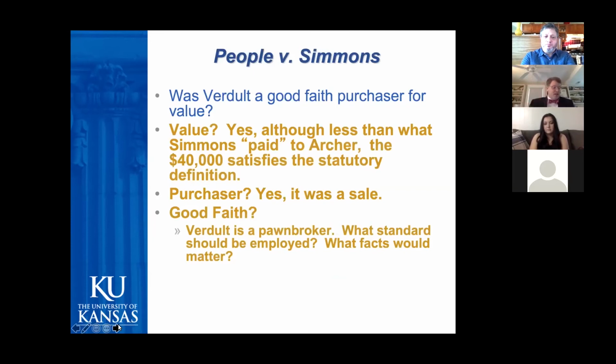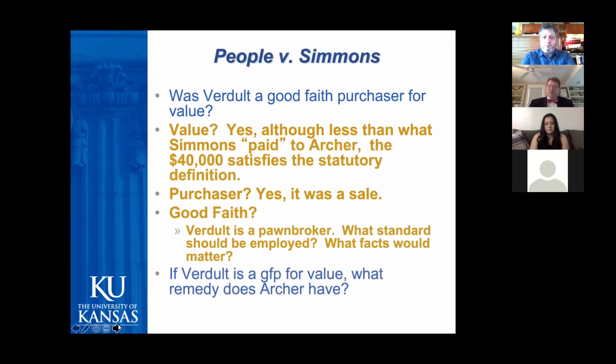But in any event, the court has no problem finding that Verdalt is a good faith purchaser for value in this case. Right, and they say, well, it came with the documentation. The price wasn't so low as for us to believe that it was clearly a fake transaction. And the court says Verdalt's a good faith purchaser for value. What remedy would this leave then for Archer, the original owner of the diamond? The only remedy that he has is a suit against Simmons, which, happy days.